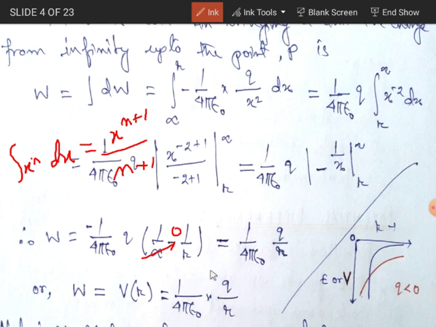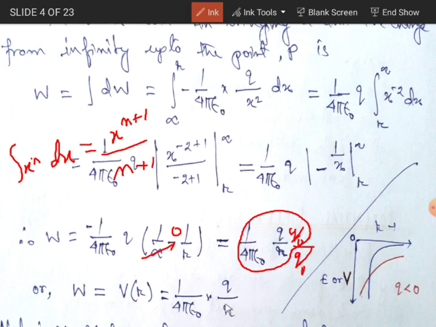Now from this resulting last equation, we can conclude that the work done per unit charge is independent of the test charge that is brought. If you bring Q naught here instead of the unit positive charge, this is the total work done in bringing that test charge from infinity up to that point P at distance r. Work done divided by the total charge brought, then these two cancel. So it is independent of the amount of the test charge brought.